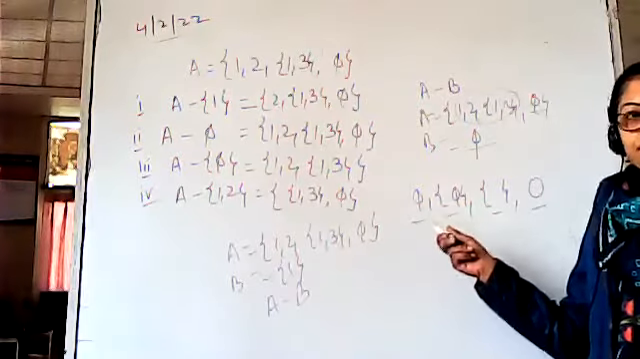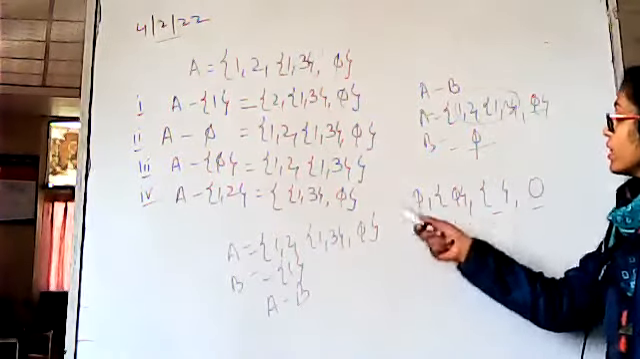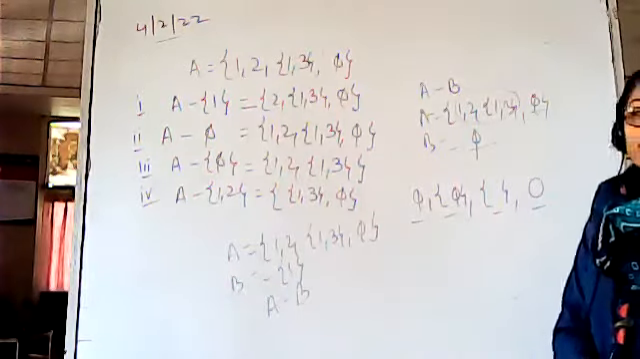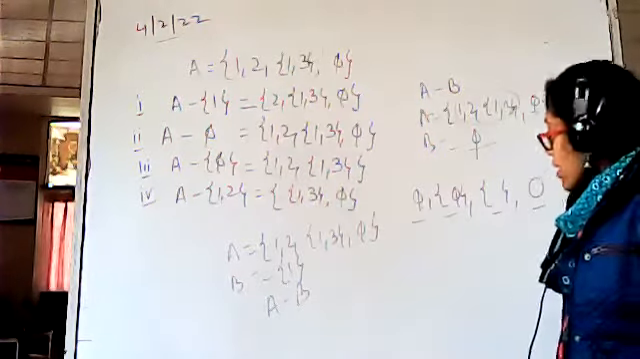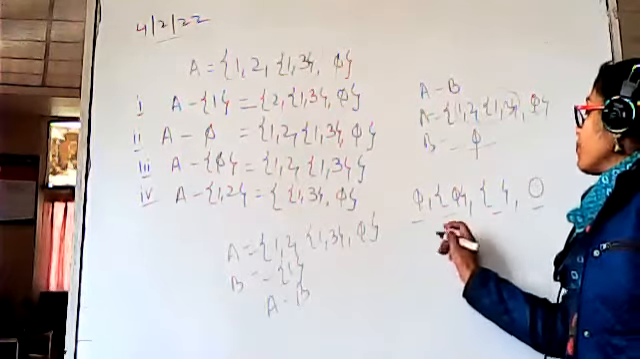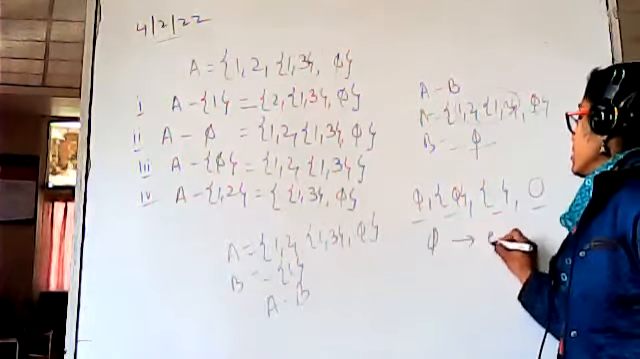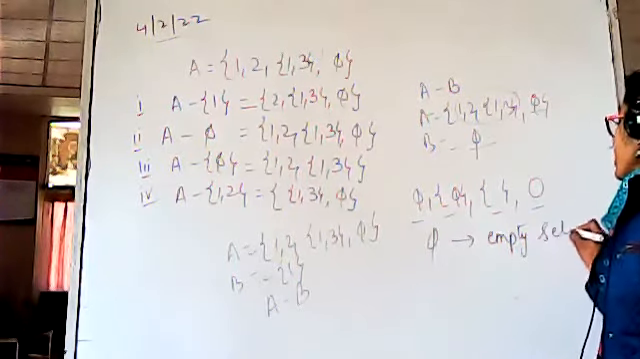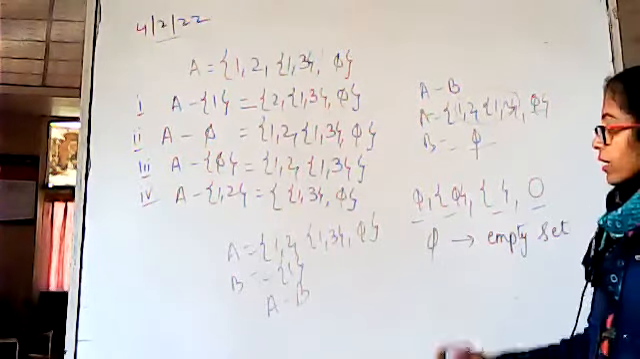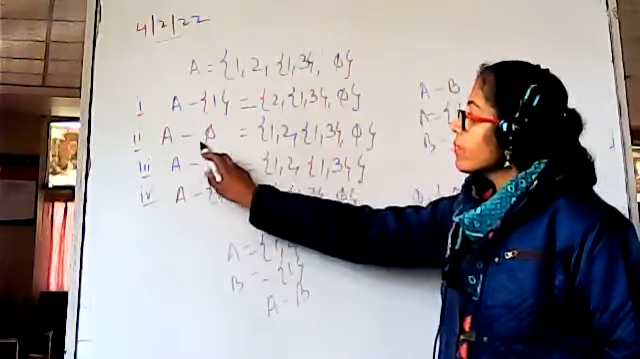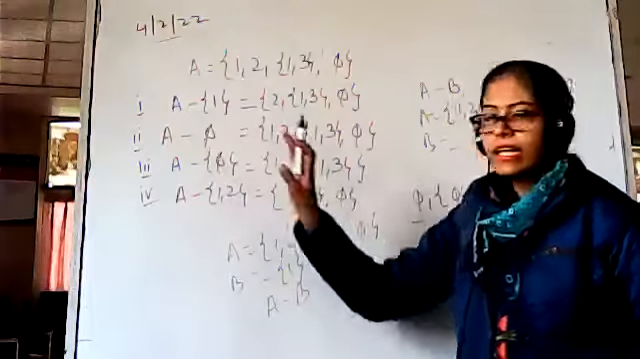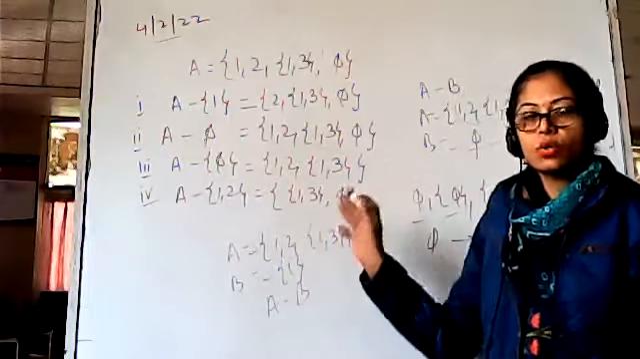Is there any difference or relationship between these 4 identities? There is difference as well as relationship. See, phi means empty. This is empty, or you can say empty set. We had done A minus 5. A minus 5 means this set contains nothing. खाली है ये set. इसके अंदर कुछ भी नहीं है.